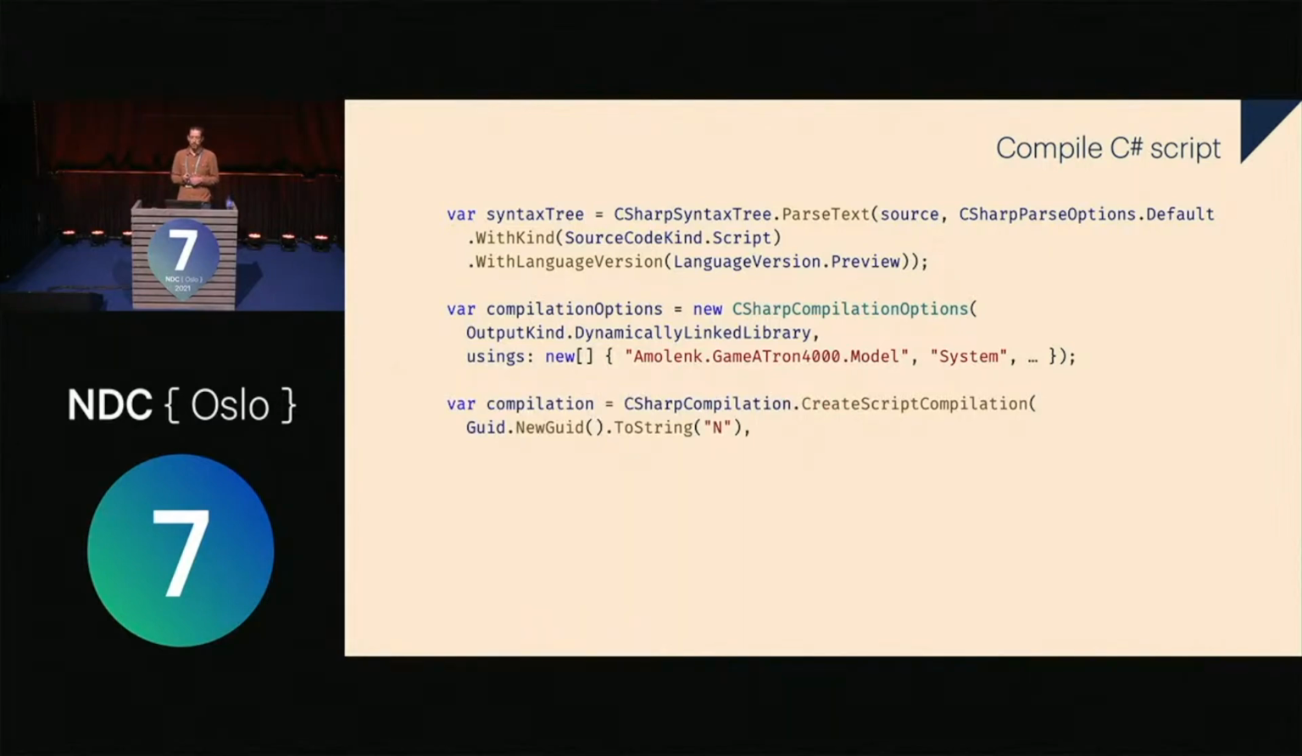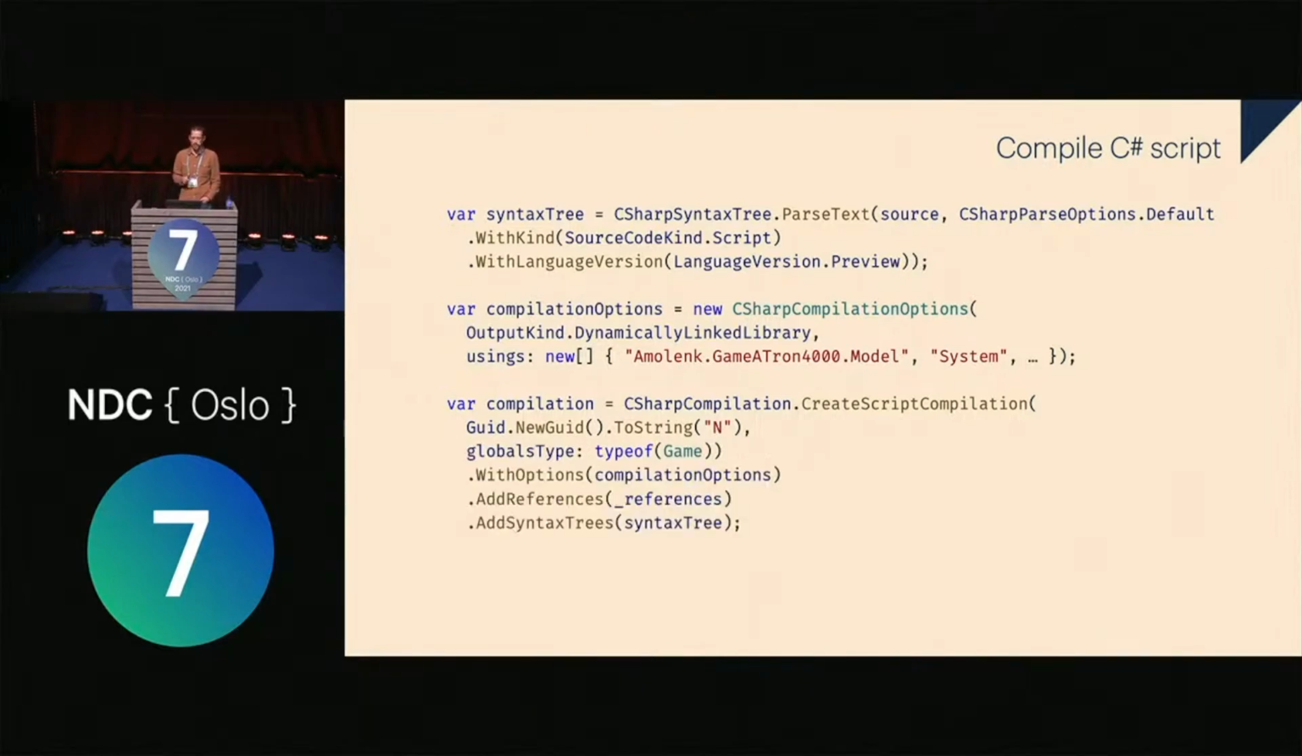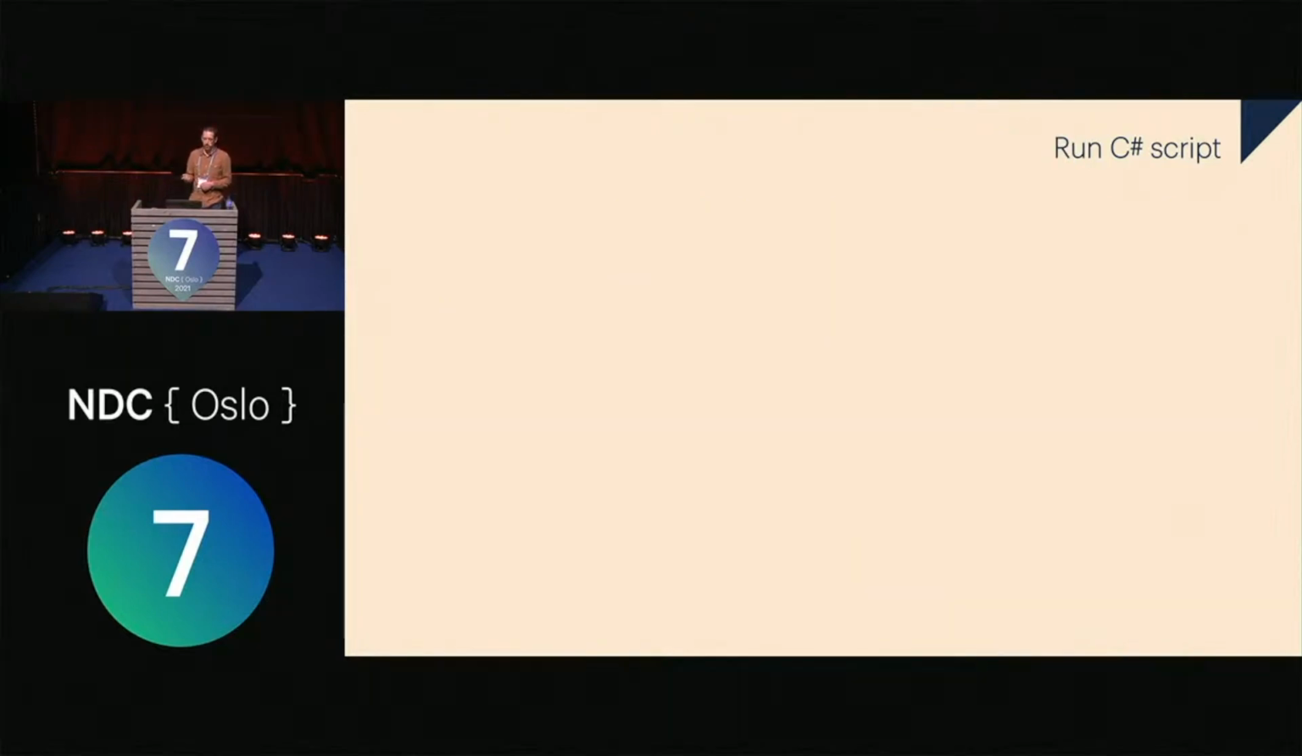Then I create a new script compilation that needs to have a name. I just create a GUID for that. I need to specify the type of my globals object, which is that game object that I talked about. So I specify that, and then I just specify the options, the references, and the syntax tree, and I'm good to go. Then I can call GetDiagnostics, and that will return any errors that may have happened during compilation. So if there aren't any, let's assume there aren't any, I'm ready to run the C# script.